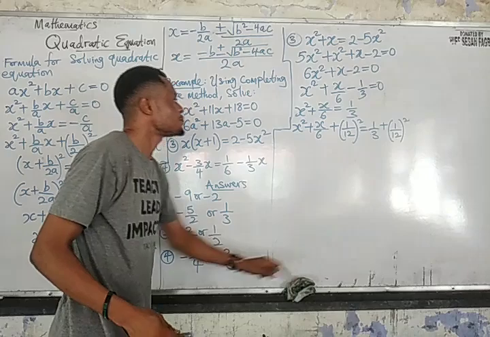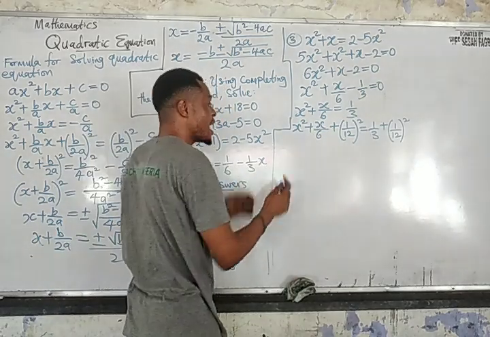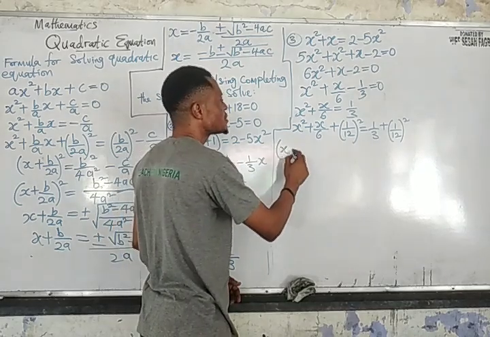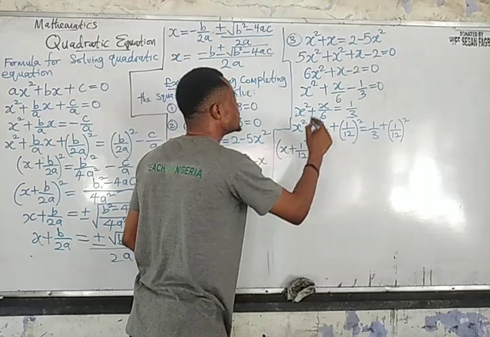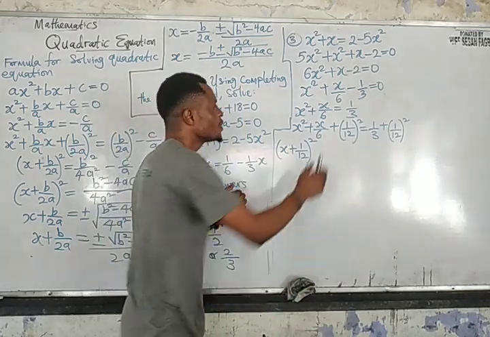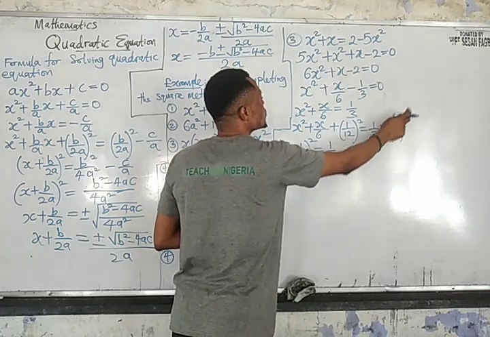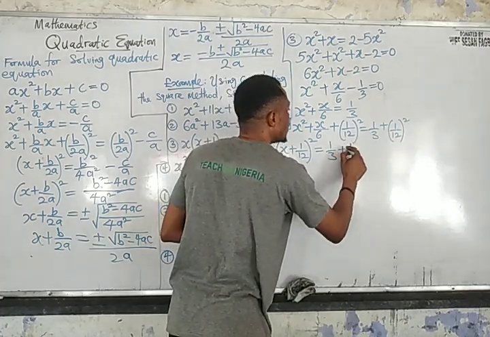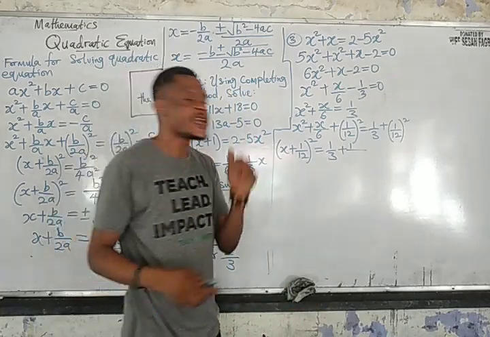We move on. We have the perfect squares here. We pick them together in the same bracket and square it: (x + 1)/12, everything raised to power 2. As for this side, 1/3, 1 raised to power 2, 1 times 1 is 1, so we have 1 all over 12 raised to power 2, which will give us 144.